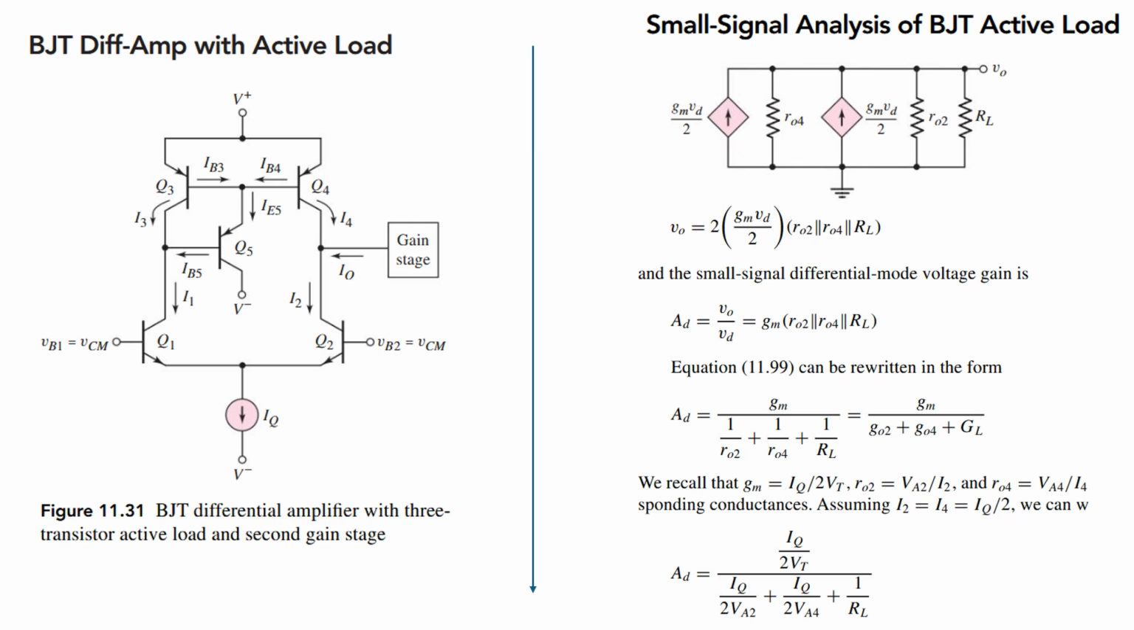You can draw the equivalent circuit and find out the gain for the differential mode, and also you can find out the gain for the common mode. So check here, the formulas are there. AD is equal to V out by VD, which is equal to R naught 2 parallel with R naught 4 parallel with RL. RL is your load resistance. R naught 2 is the output resistance of transistor 2. R naught 4 is the output resistance of transistor 4, simply.